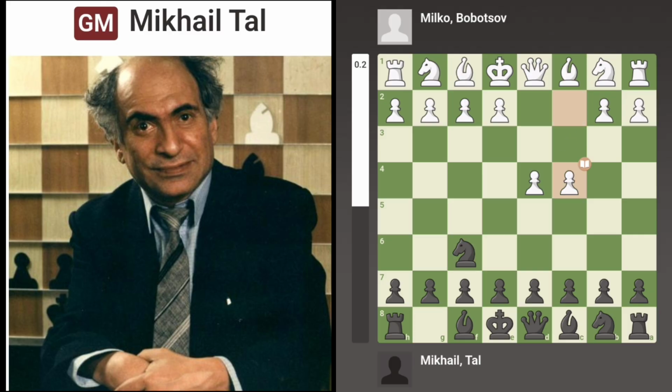c4 builds a strong center by controlling the important d5 square, and creates a square for the knight to come to c3 without blocking the c-pawn.